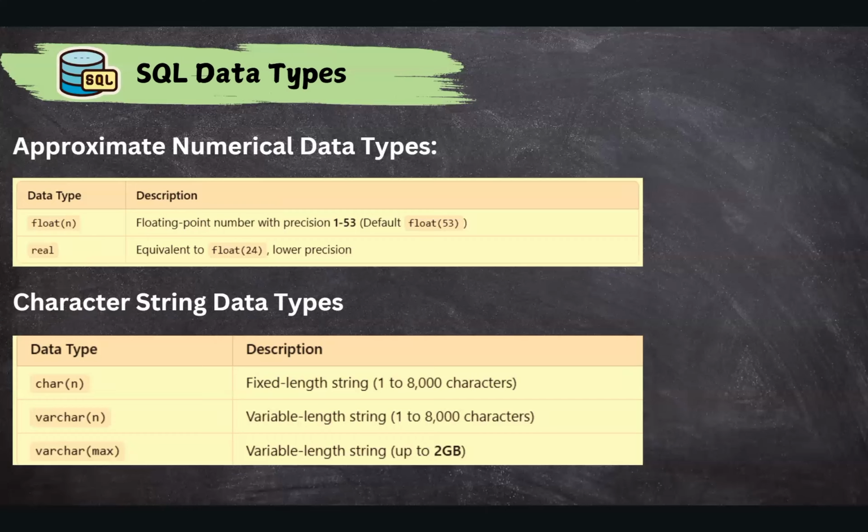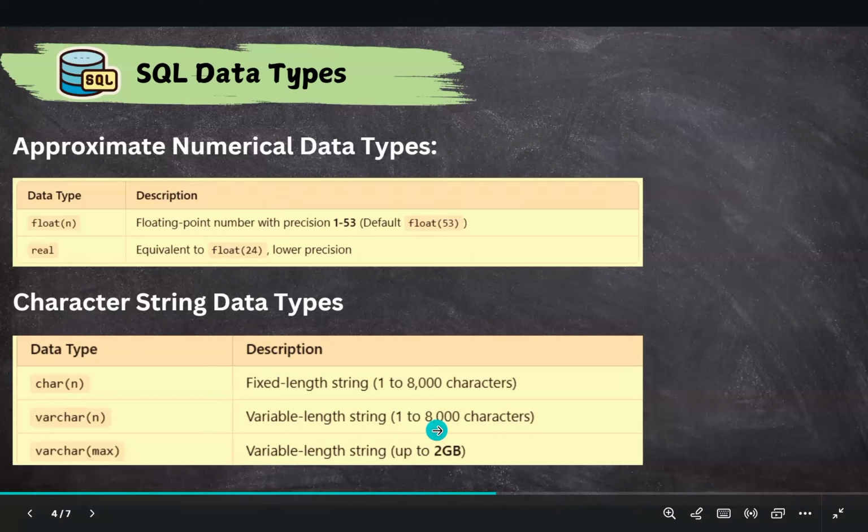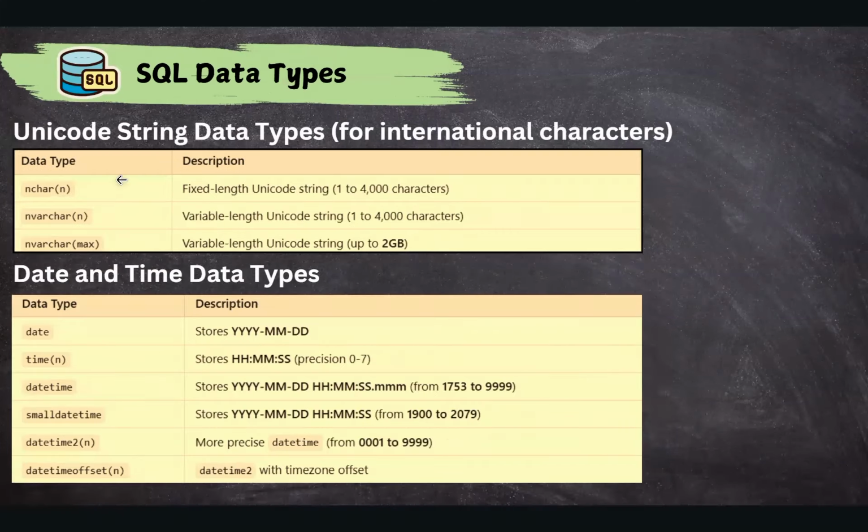This is variable length data, and we can store up to 8,000 characters in char and 8,000 characters in varchar as well. Similarly, if you are going to store a larger data set, then you can utilize varchar max. Interesting. So guys, as I just mentioned, we have Unicode string data types for international characters. We can utilize NCHAR, which is fixed length data, and we can store up to 4,000 characters. Similarly, we have NVARCHAR, which is variable length data, and we can store 4,000 characters. And in NVARCHAR max, we can store strings up to 2 GB.